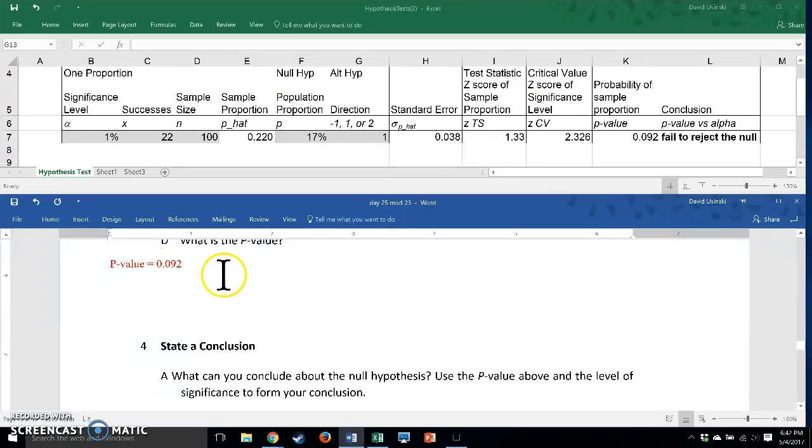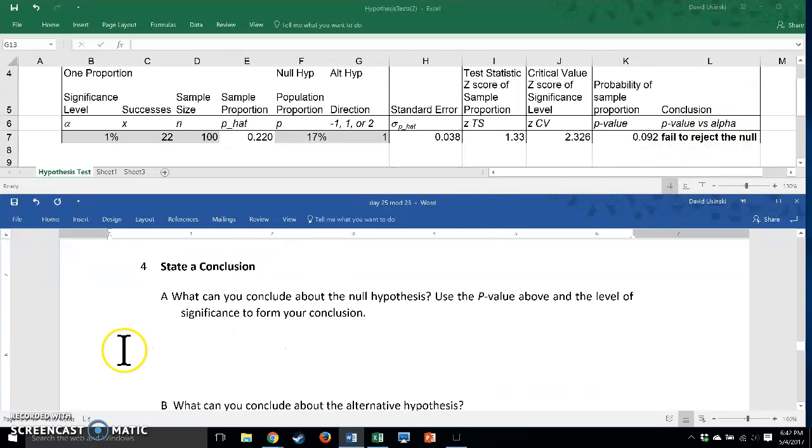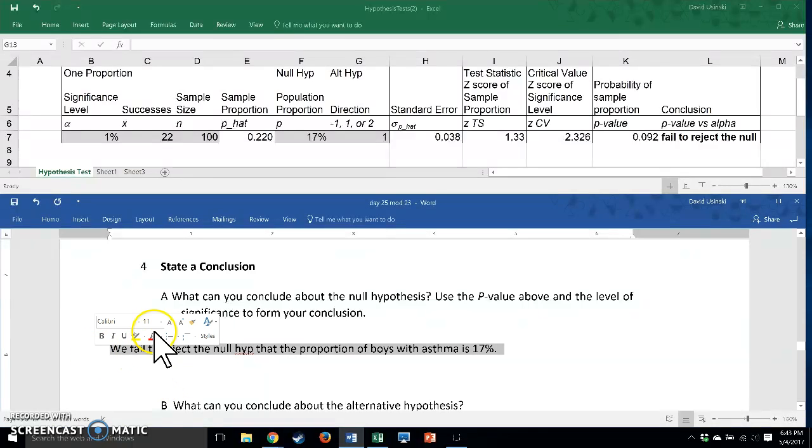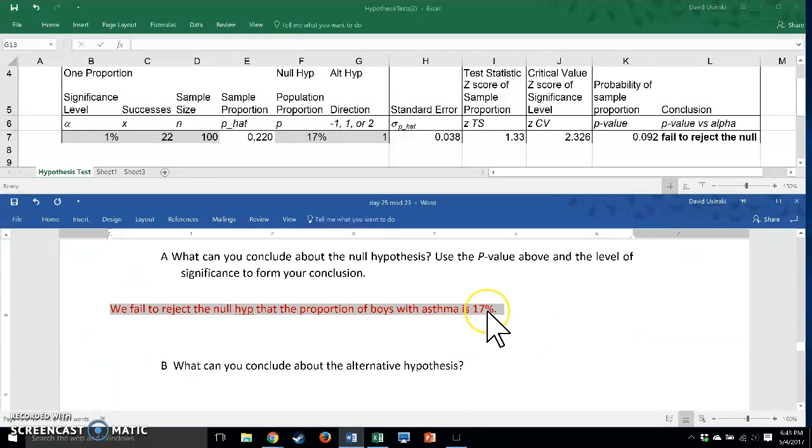So 9% is not that common, but in statistics, for this question, we need to fall below a 1% chance. And over here on the right, you can see it says fail to reject. So what can we conclude? We fail to reject the null hypothesis that the proportion of boys with asthma is 17%. So we fail to reject that notion that the true proportion is 17%. We don't have enough evidence to reject it.